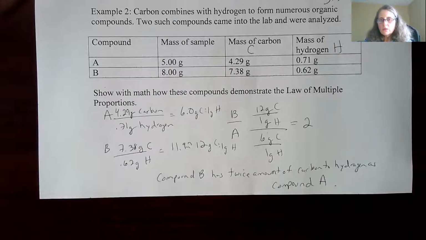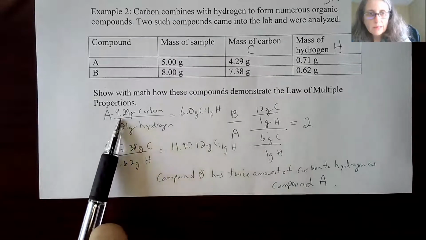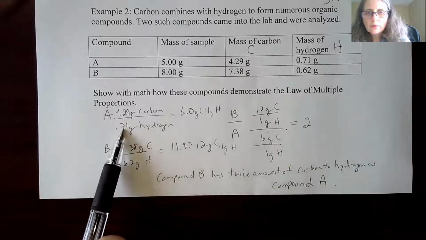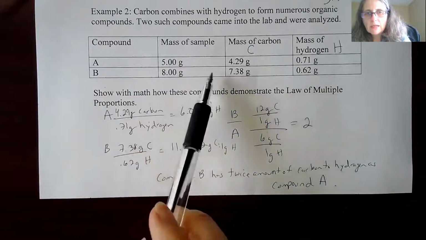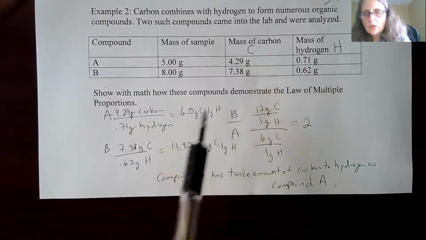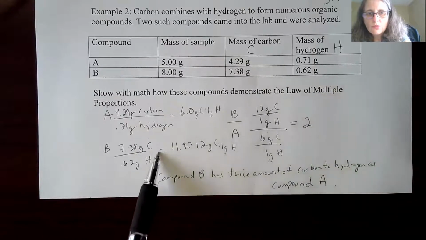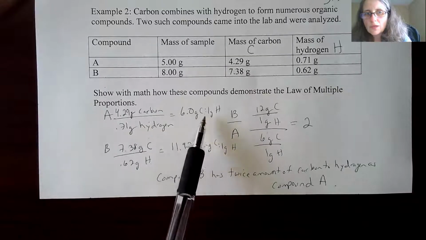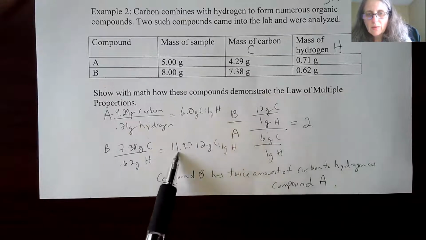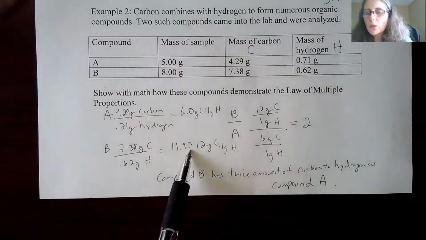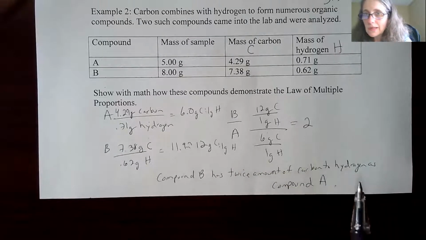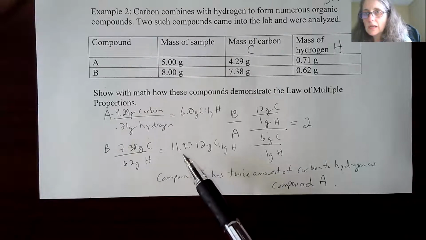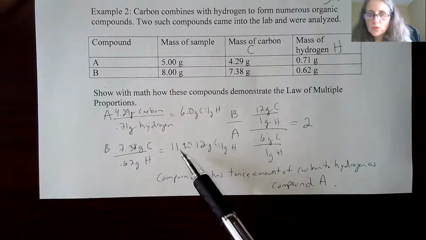So I've now done the work. So I took compound A, grams of carbon, so 4.29 over 0.71 grams of hydrogen for compound A. And then I'm going to take 7.38 grams of carbon to 0.62 grams of hydrogen. So I get about 6 grams of carbon to 1 gram of hydrogen. And I get around 11.9, which we're going to round up to 12 grams of carbon to 1 gram of hydrogen. So again, we have experimental data, so the numbers may not come out to be pretty, but 11.9 is pretty close to 12.